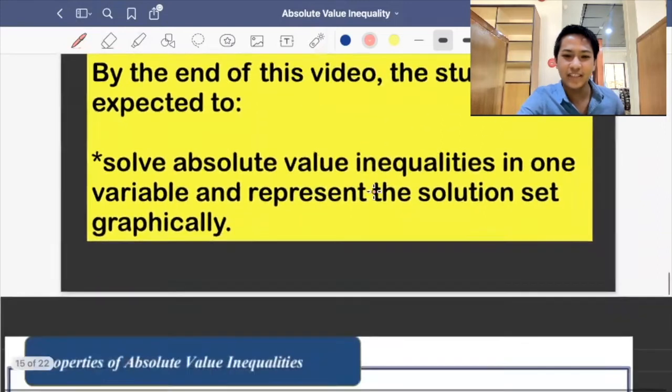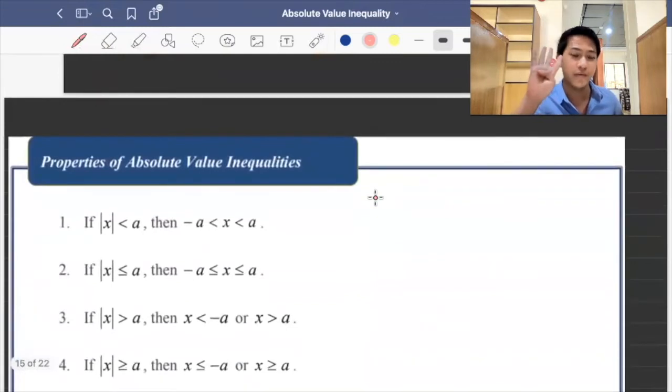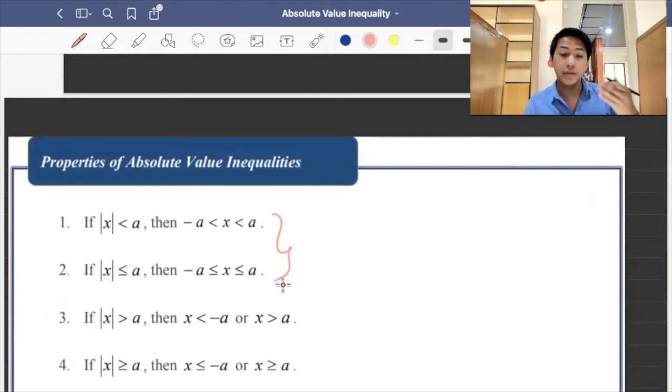All right, let's have this summary of the properties of absolute value inequalities. We have four properties. The first one: if the absolute value of x is less than a, then x is greater than negative a but less than a. The second: if the absolute value of x is less than or equal to a, then x is greater than or equal to negative a but less than or equal to a. Last time I added another piece of information about the first two properties: since this is a compound inequality, we call this a conjunction.